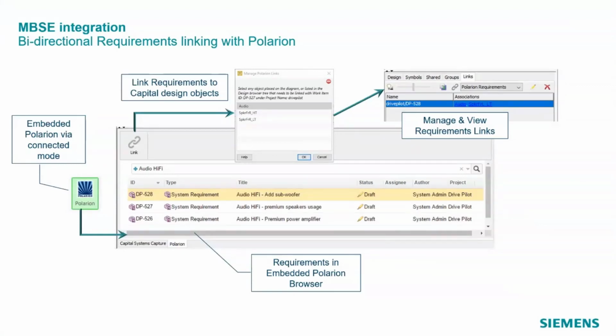The user just selects the objects in the Capital design for that association and then proceeds with the link creation in Capital. And then in the Capital links tab, you'll see there in the browser, it lists out all of the established links and enables you to visualize the Capital design with hyperlinks and filtering capability. So that link tab also provides the actions to manage and update those links.